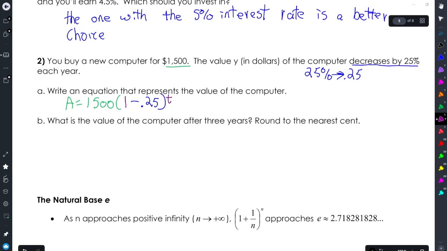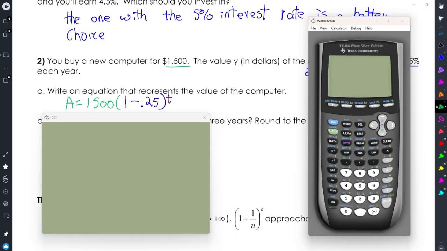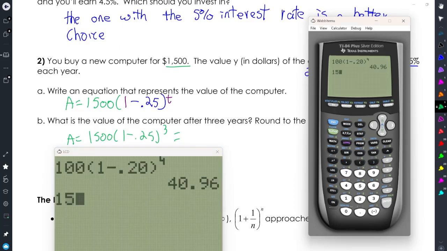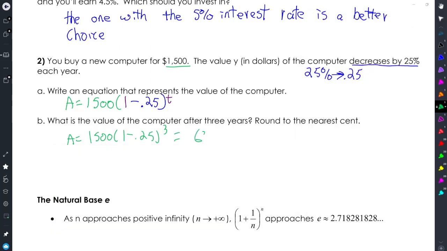What is the value of the computer after 3 years? So now we're going to substitute in 3 for t, and that's going to tell us the value of the computer after 3 years. So 1,500 times 1 minus 0.25 raised to the third power, and we get $632.81. So that's how much the computer will be worth after 3 years. So it went down by over half.